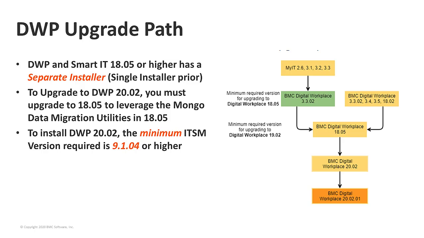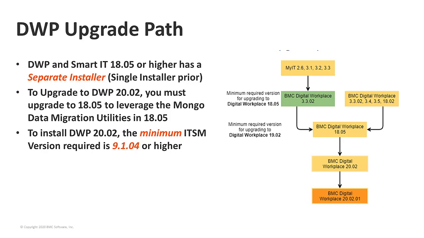We had combined installers for both Digital Workplace and Smart IT until the 1802 version of DWP and 2.0 version of Smart IT. In order to align with the product lines, we started to ship separate installers for both these components. If you are coming from an older version, BMC recommends you to have DWP on additional hardware. The reason for having it on a separate server is that you can perform the upgrade of Digital Workplace independent of Smart IT, which requires ITSM stacks to be upgraded.